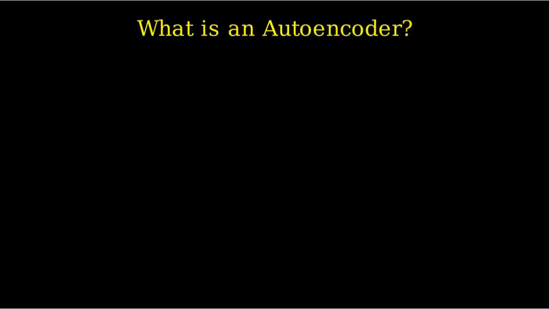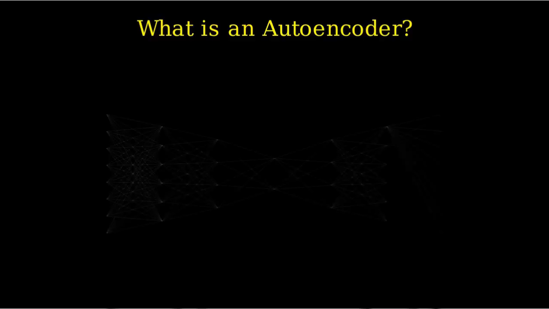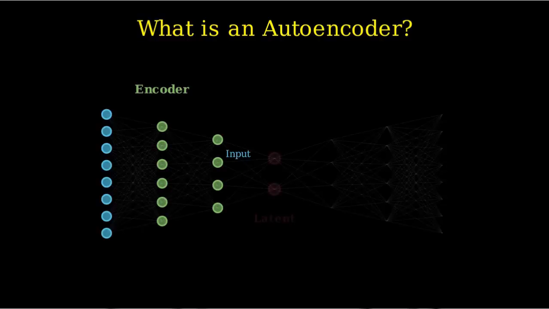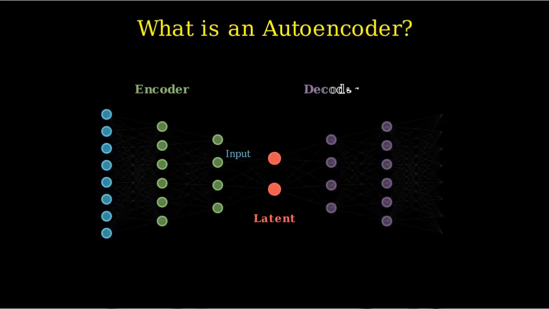First of all, what is an autoencoder? It is a neural network designed to replicate its input at its output. Its structure is symmetrical, composed of two main parts, the encoder and the decoder. Data enters through the input layer. In the encoder section, it gradually compresses this input, passing it through smaller and smaller layers.